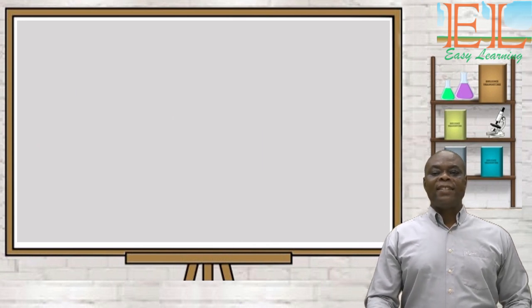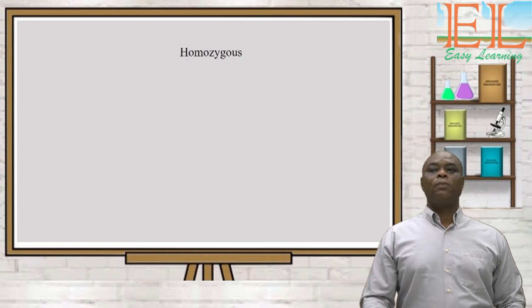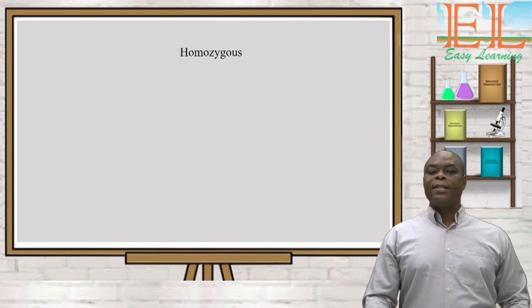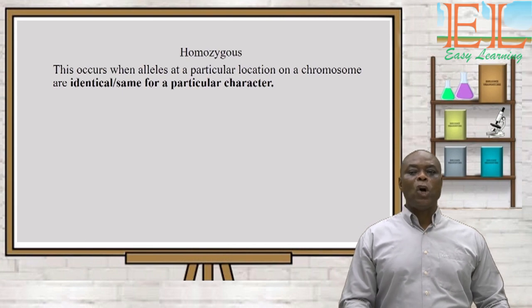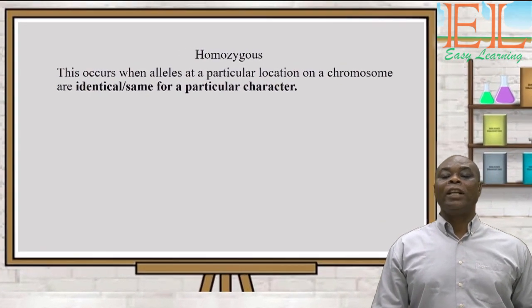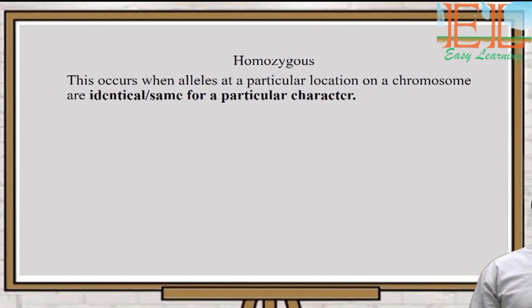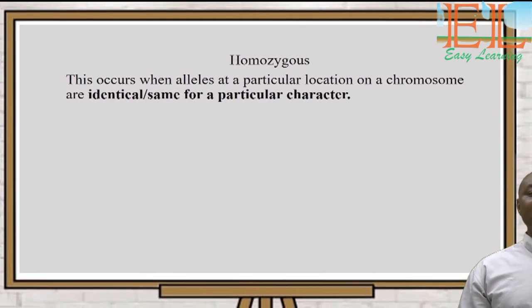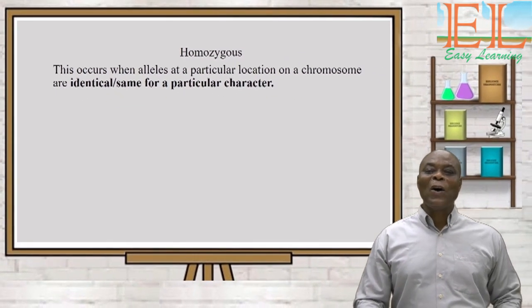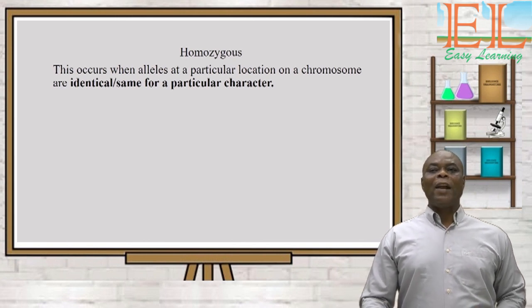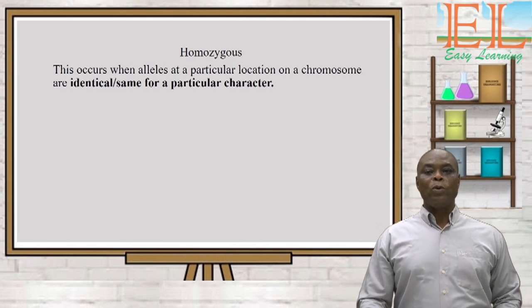Now we move on to the next terminology, which is homozygous. This occurs when alleles at a particular location on a chromosome are identical or the same for a particular character. We have mentioned alleles already, and we saw that they are alternate forms of a gene that occupy the same relative positions on the same chromosomes and control the same characters. If these alleles are identical or the same for a particular character, we say it is homozygous.